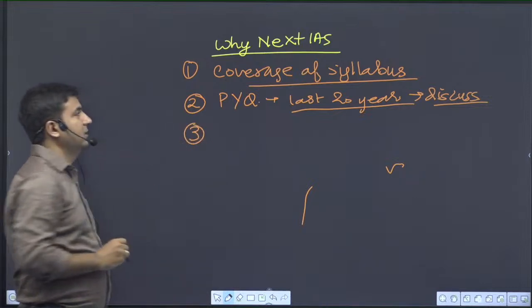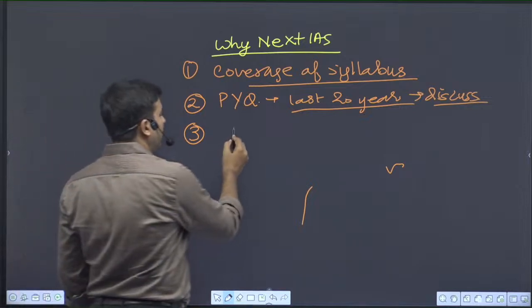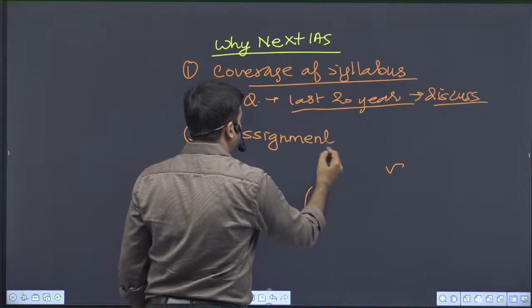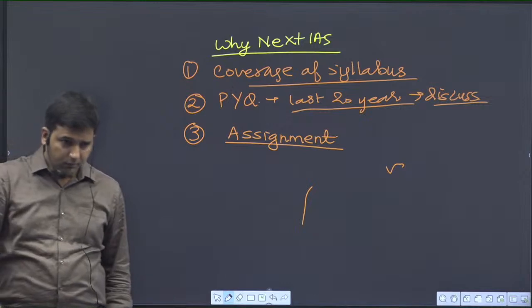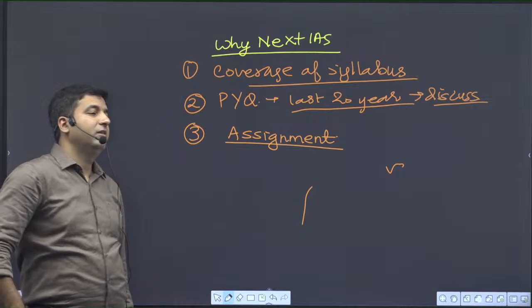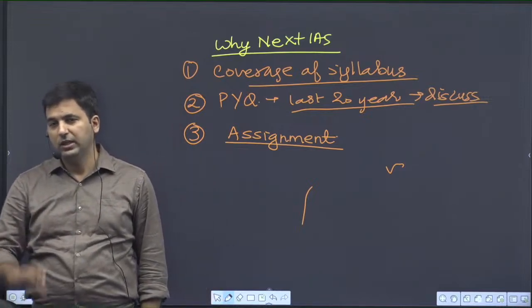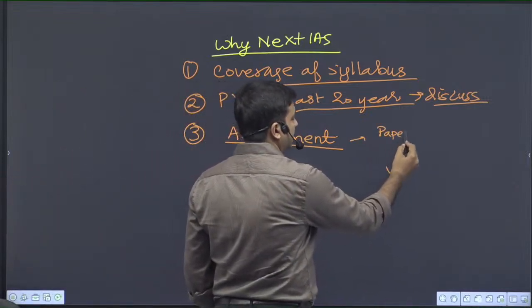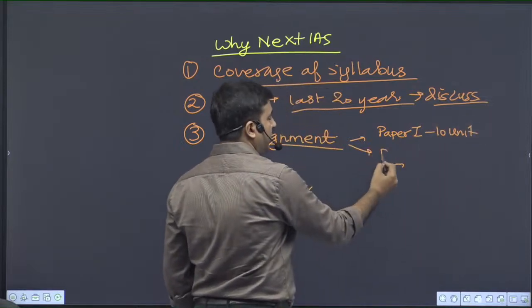The third thing is that after completion of every unit in sociology, it is followed up by an assignment. Since there are 25 units, you will get 30 assignments. The question arises: when there are 25 units, how did the assignments become 30? Why? Because we will have a separate assignment for the sociological thinkers, which is unit number 4. As I told you, your Paper 1 has 10 units and Paper 2 has 15 units.